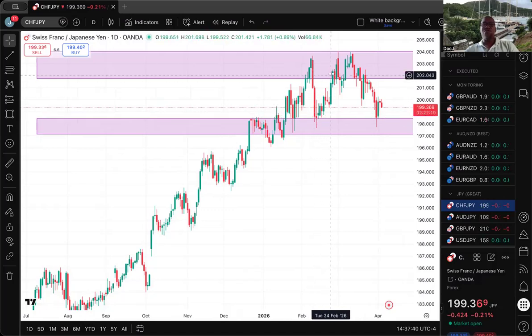But then it has to confirm that it's in a bearish trend. And in order to confirm that, what does it do? It forms lower highs and lower lows. A lower high, so this was the previous high, form a lower high and a lower low. A lower high and a lower low.